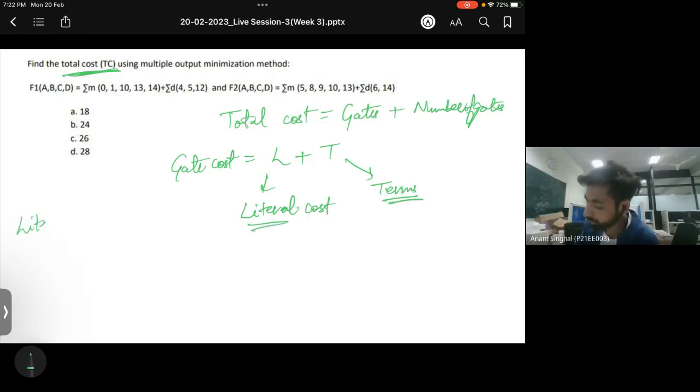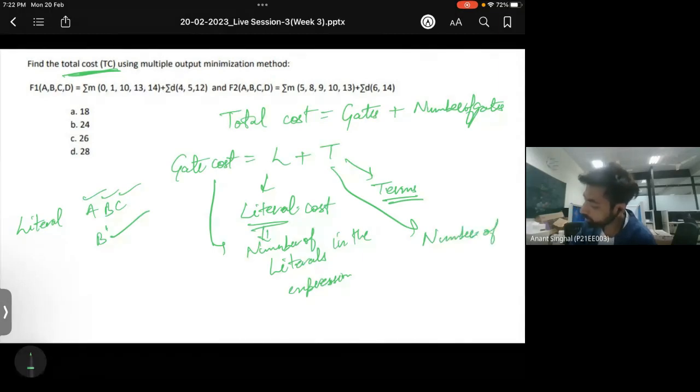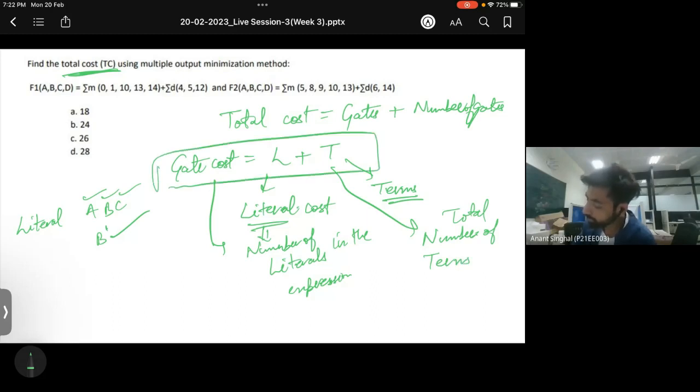Literals are nothing but A, B, C. These all are literals. A is a literal, B is a literal, B bar is a literal. So to calculate gate cost, we'll calculate the number of literals in the expression. We'll add all the number of terms in the expression, the total number of terms. So from this we'll get the gate cost, and after getting the gate cost, we'll add whatever number of gates we have used to calculate the total cost, which is asked in this question.